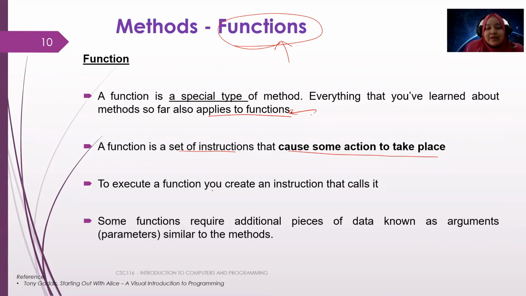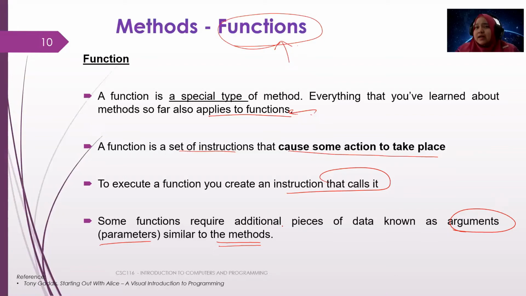Okay, to execute a function, you create an instruction that calls it. Sama jugalah. Kita kena ada instruction untuk panggil dia. Okay, some functions require additional pieces of data known as arguments. Apa itu argument or parameter? Similar to the method. Argument or parameter ni macam message lah. Okay, parameter ni adalah data yang kita hantar dekat dia untuk dia proses. Itu masuk parameter ataupun argument.